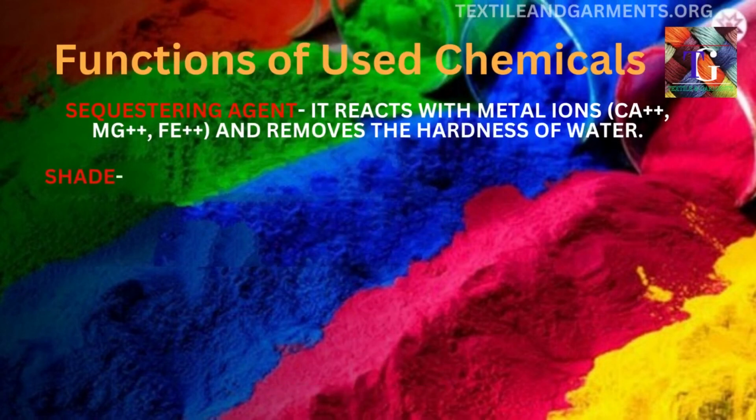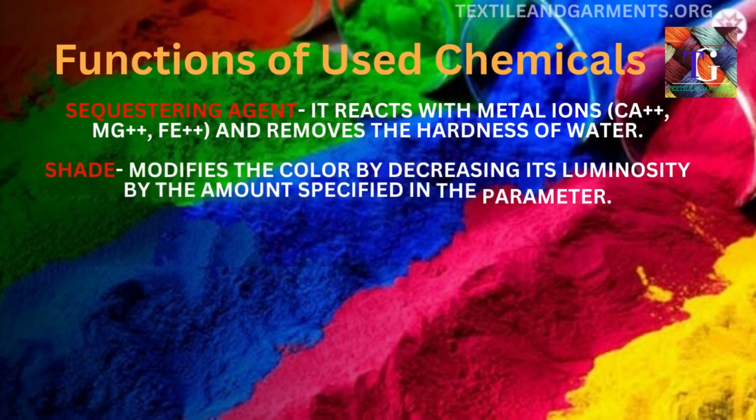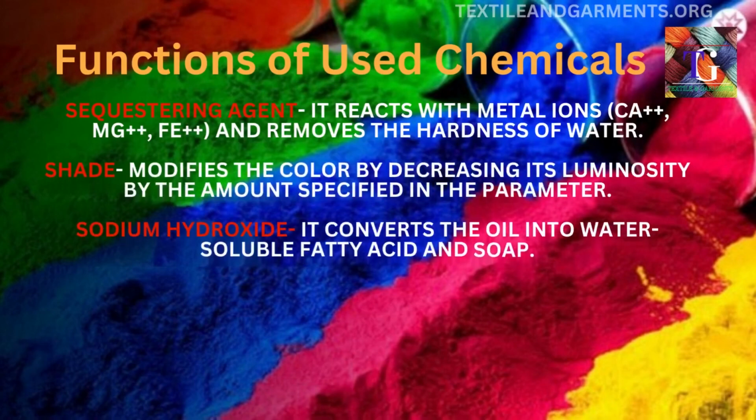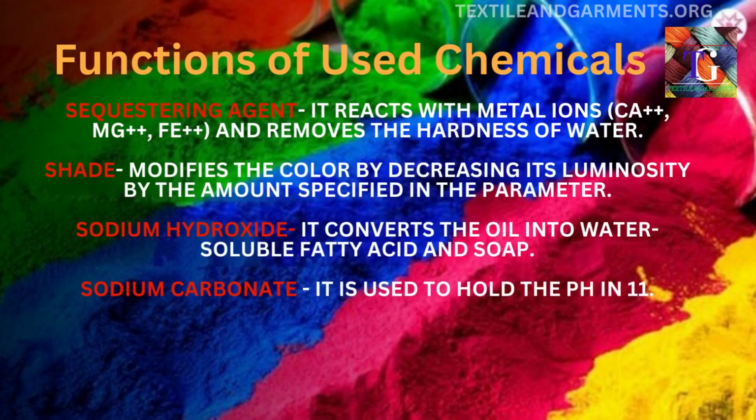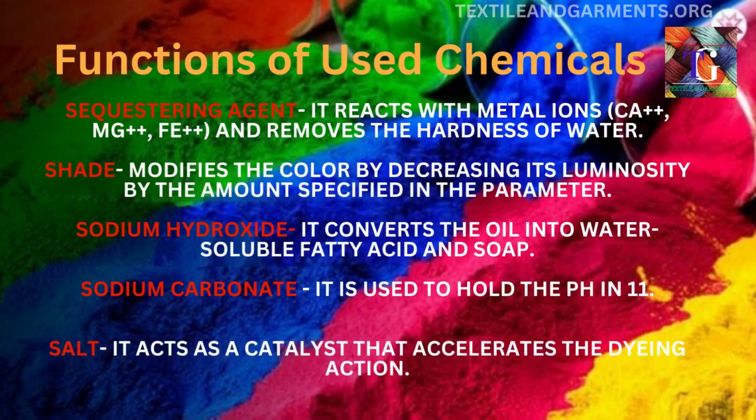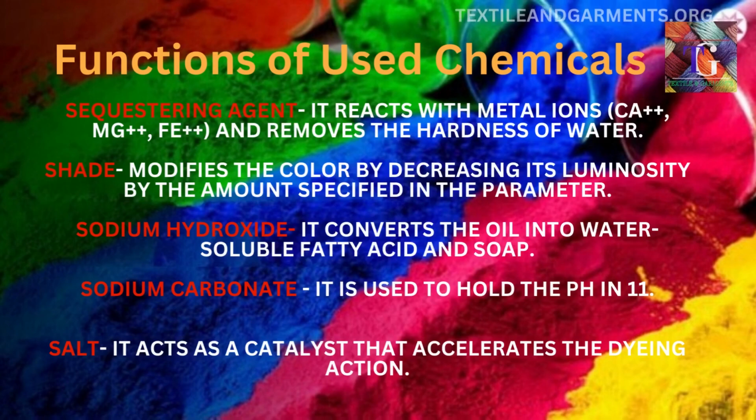Functions of used chemicals. Sequestering agent: it reacts with metal ions, Ca++, Mg++, Fe++, and removes the hardness of water. Shade modifies the color by decreasing its luminosity by the amount specified in the parameter. Sodium hydroxide: it converts the oil into water-soluble fatty acid and soap. Sodium carbonate: it is used to hold the pH at 11. Salt: it acts as a catalyst that accelerates the dyeing action.